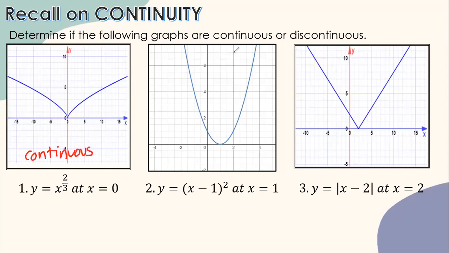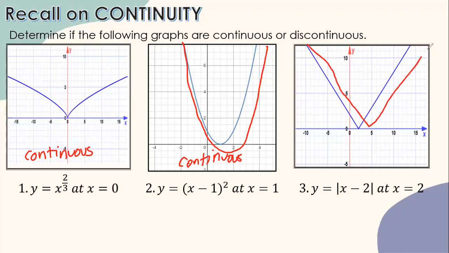For our second graph, we also haven't encountered any hole, interruption, or cut in our graph. So we can also say that the second function is continuous. Now for our third one, we also do not encounter any interruption in our graph. So we can already say that our function is continuous.